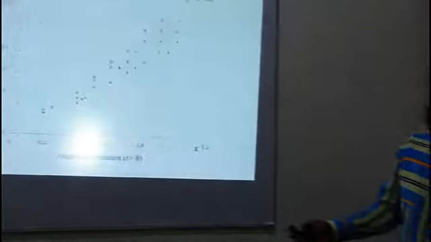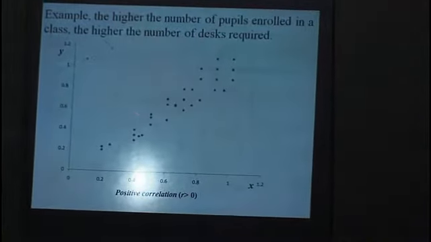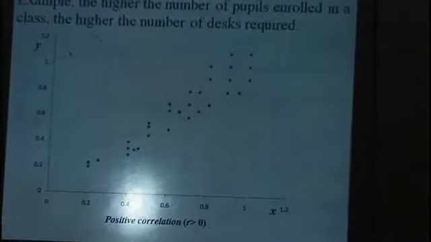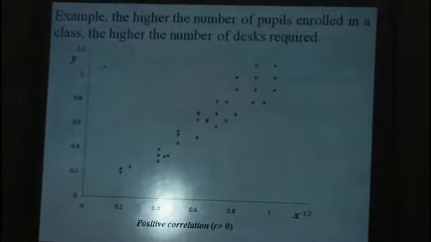Now let me give an example of positive correlation. So you can see diagrammatically, this diagram shows a positive correlation. If you take the random variable y, as y increases, x is expected to also increase. And in this case, the scatter plots are in some kind of ascending order from left to right.